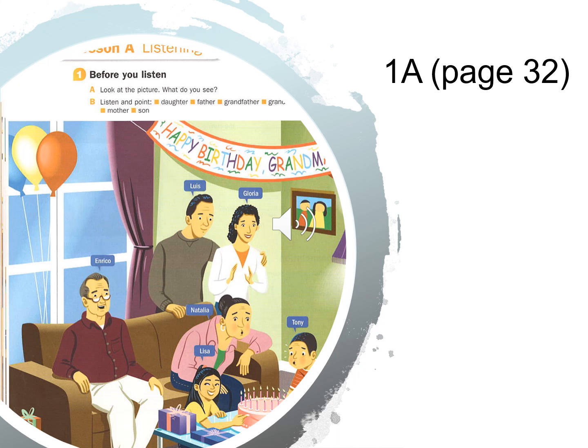Here we are on page 32 in the book. Look at the picture. What do you see? What do you think is happening? Who is here? If you think maybe it's a birthday party, why? What do you see? I'll give you a minute. Look, and let's discuss, what do you see?